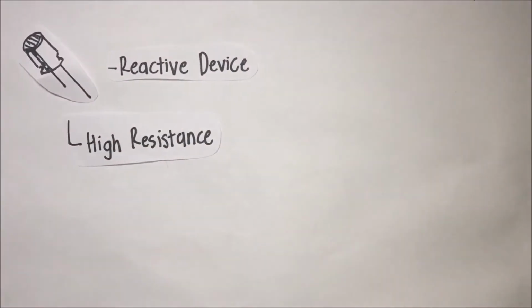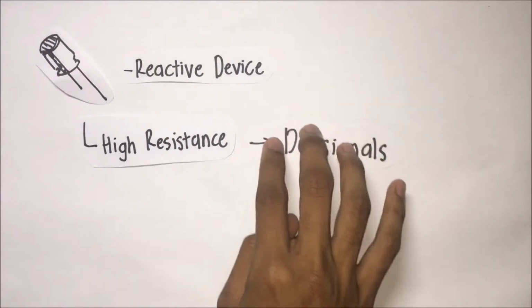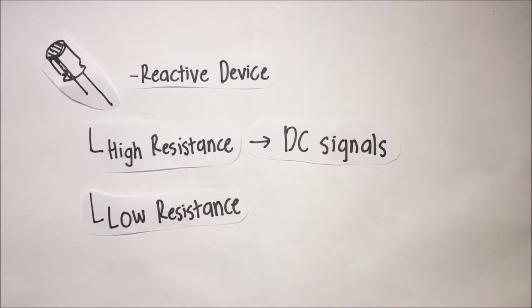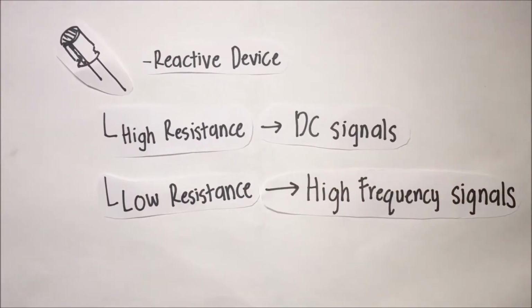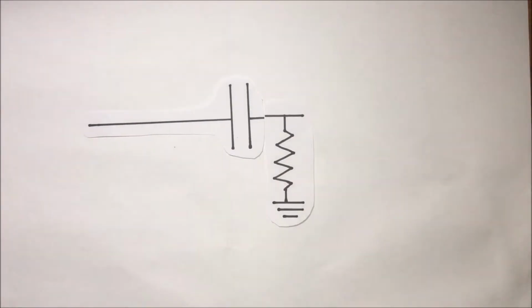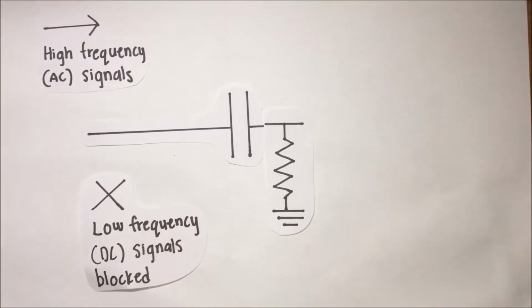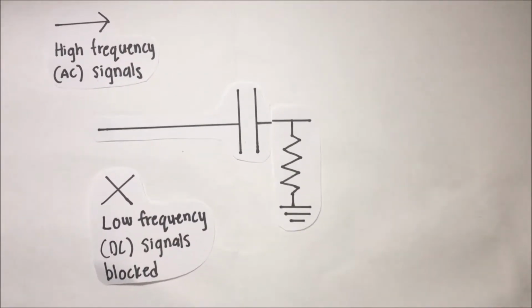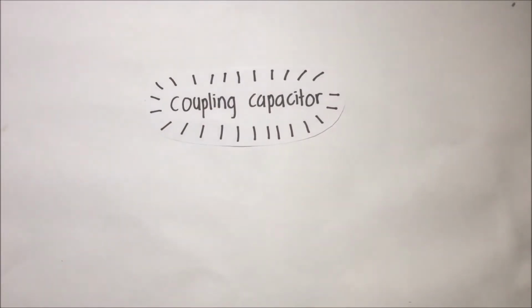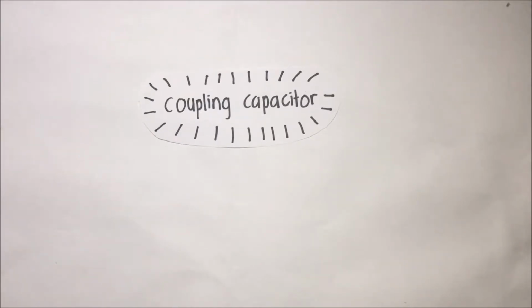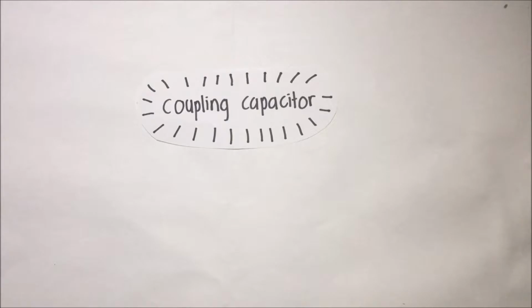A capacitor is a reactive device which offers very high resistance to low frequency or DC signals and low resistance to high frequency signals. As it offers very high resistance to DC signals, it blocks them from entering through, as you can see in the circuit diagram. So this type of filter only allows high frequency signals to pass through and not DC. This type of capacitor also functions as a coupling capacitor because it couples the AC signals from one part of a circuit to another by blocking the DC.